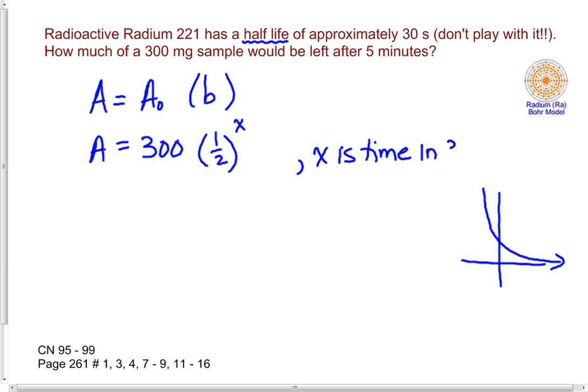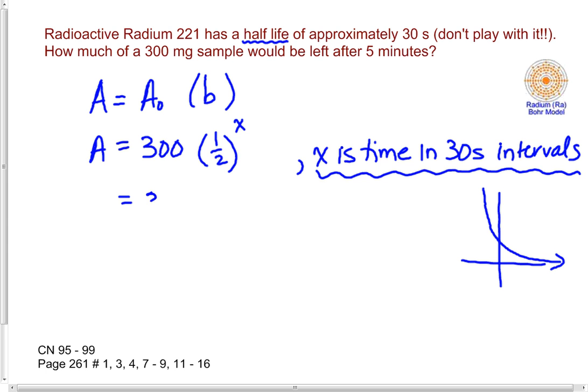in 30-second intervals. It is important that we lay out what the exponent represents: years, months, days, 30-second intervals. I want to know how much I have after 5 minutes. So how much do I have if I am halving it constantly in 5 minutes? How many 30 seconds are there in 5 minutes? There are 10. Let's see what we're left with. 300 times a half to the power of 10.